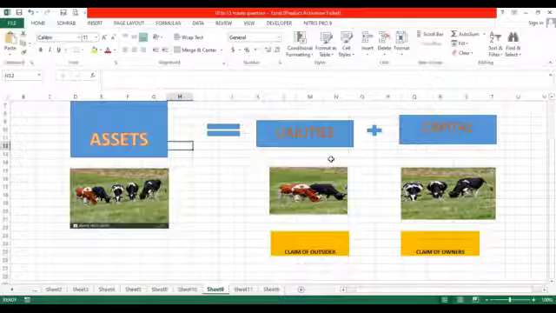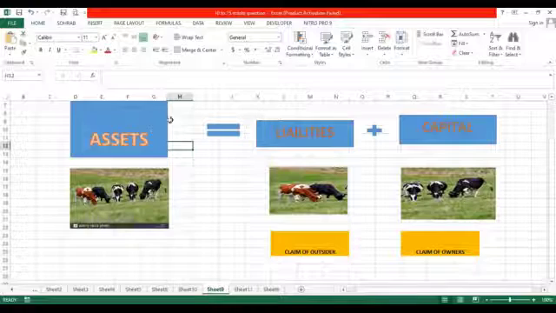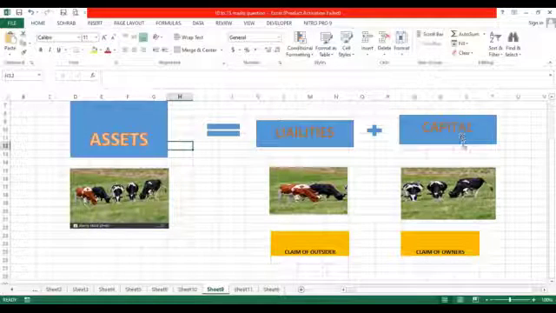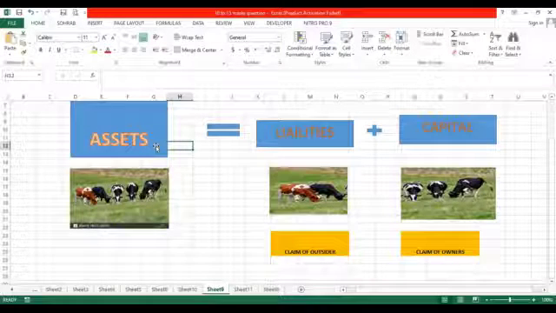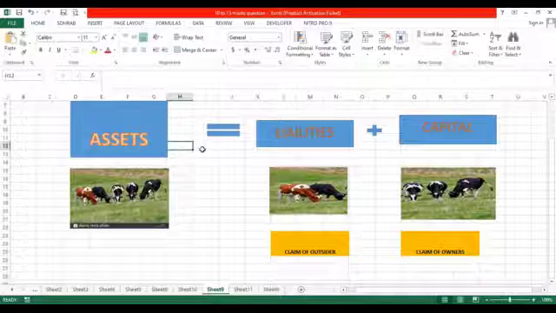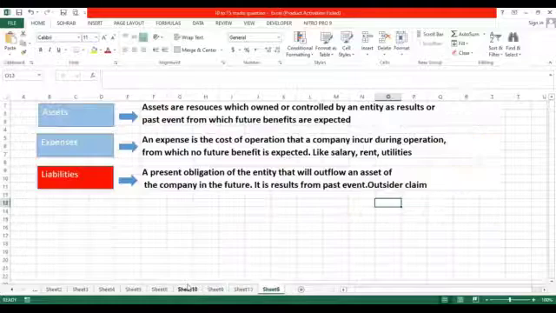When we decrease our liabilities, it eventually decreases our assets. When we decrease our equity or capital, it will eventually decrease our assets. So there is an association between our assets and liabilities plus capital.